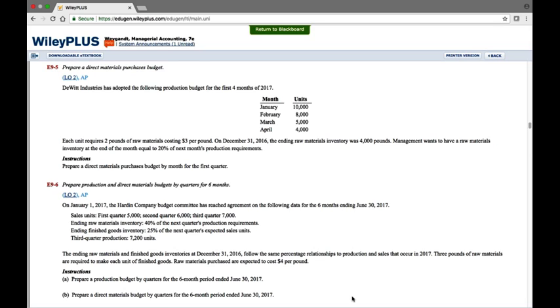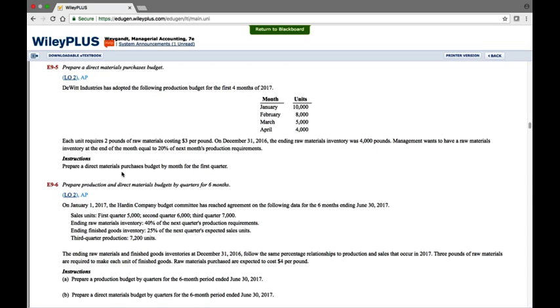They've said that in the first 4 months of 2017, we need 10,000, 8,000, 5,000, and 4,000 units respectively. That's how many units they need to produce. Then they tell us that each unit requires 2 pounds of raw material, which will cost $3 per pound. At the end of 2016, inventory on hand is 4,000 pounds of raw material.